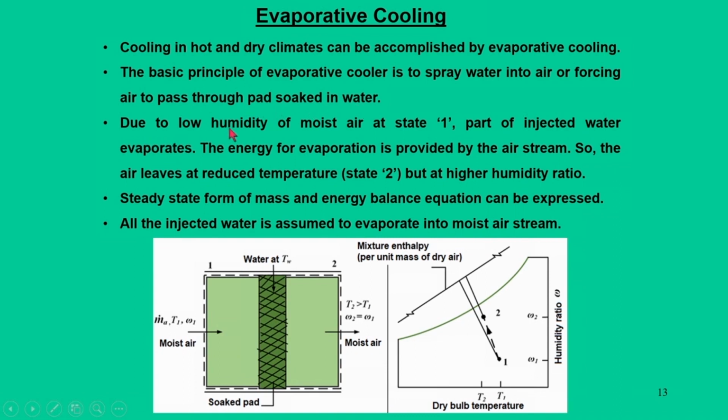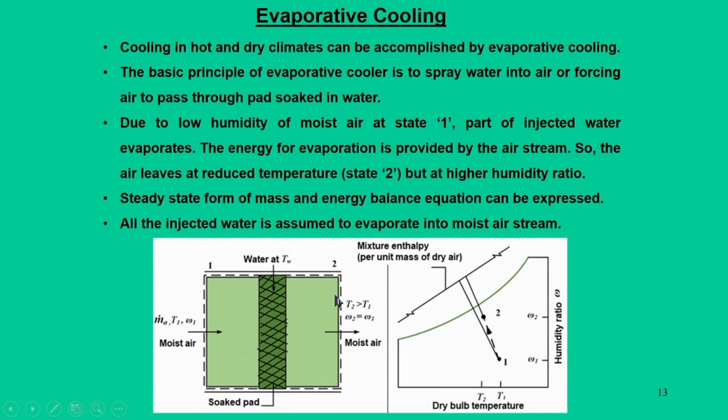Now, due to the lower humidity of moist air at state 1, part of the water injected gets evaporated, and because evaporation causes cooling, this is the fundamental principle. The energy for evaporation is provided by the air stream. So, the air leaves at a reduced temperature, but at a higher humidity ratio. That means humidity ratio can be increased, but temperature is lowered. For this case also we can form steady state mass and energy balance equations, and all injected water is assumed to be evaporated into the moist air stream.